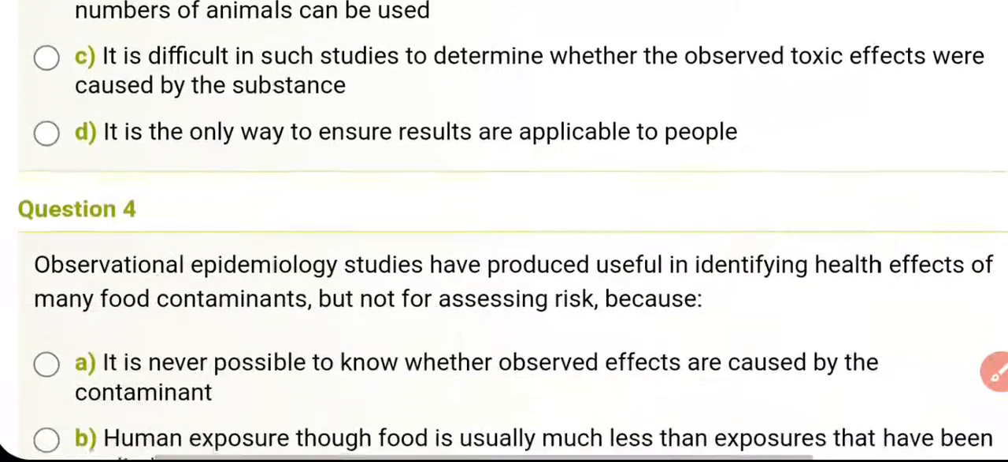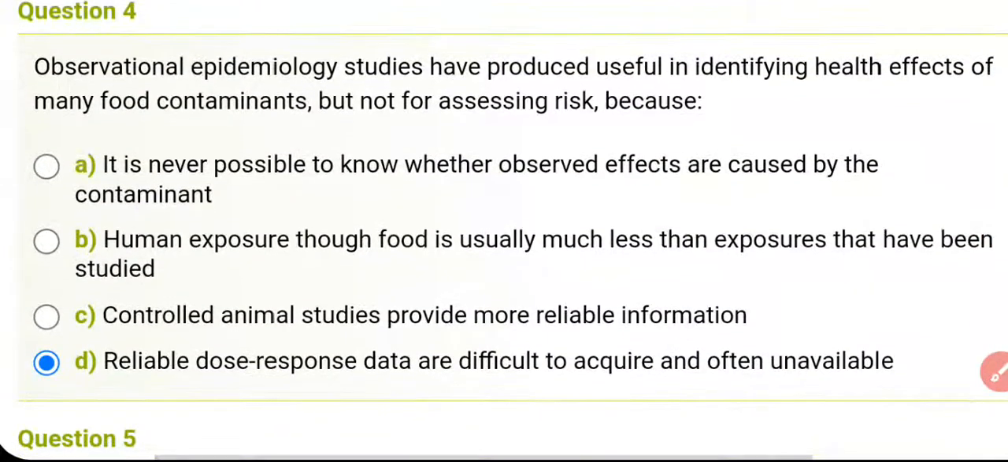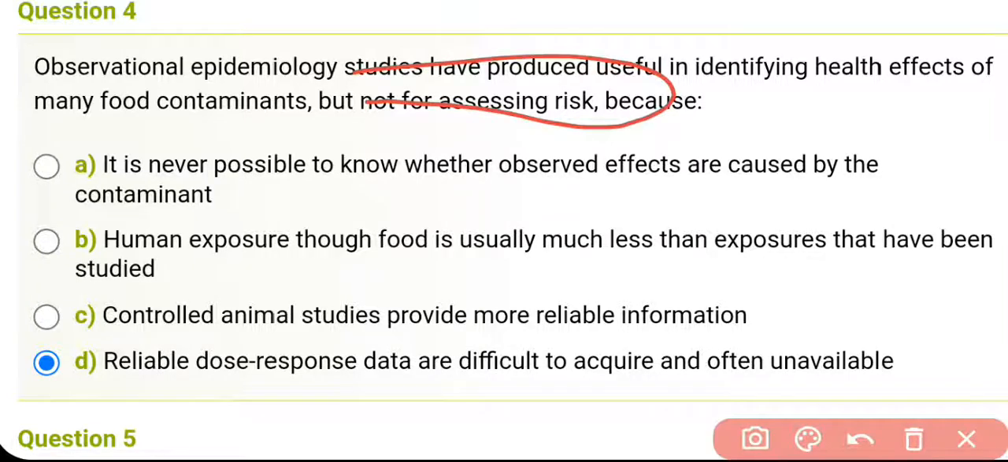Okay, then next questions. Observational epidemiology studies. What is epidemiology? It is a study between the disease and the food we eat. What is the basic relationship between the food and the disease we are facing? Is there any correlation between food and the disease? So this is observational epidemiology.